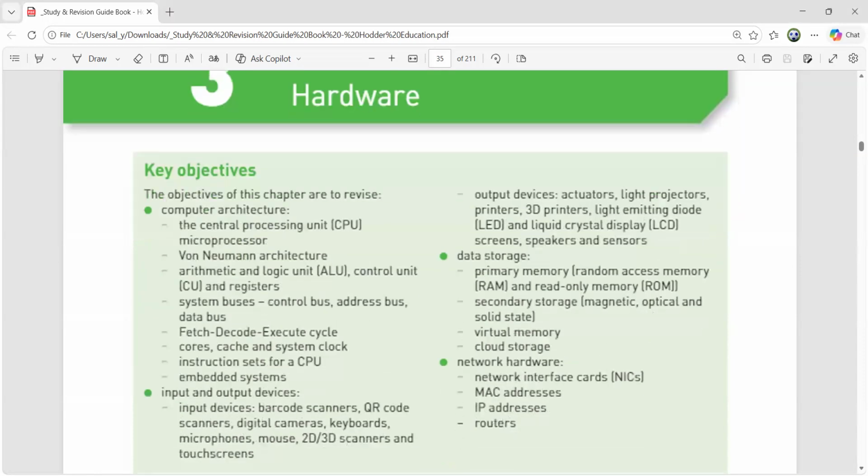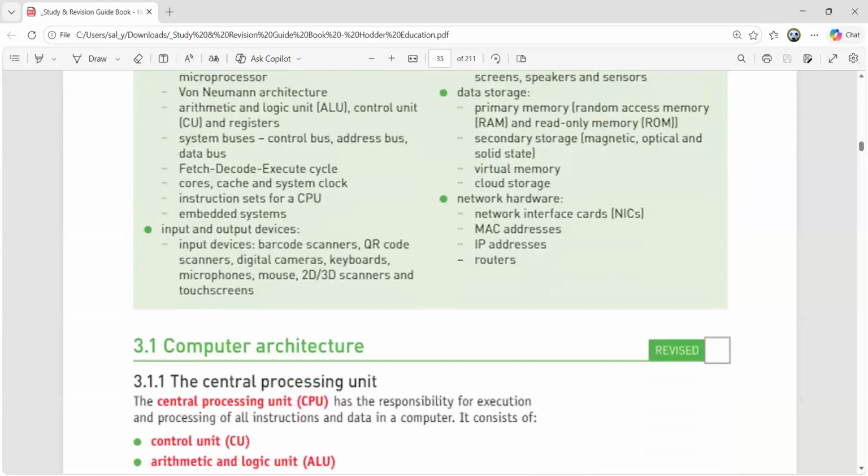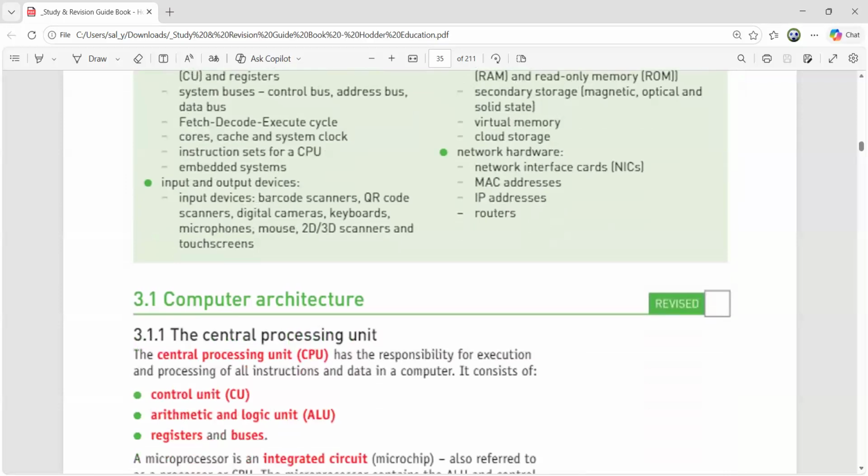What we need to study here is the computer architecture and what is included. Again, a very brief discussion of that will be done today. Then input and output devices, then data storage, and lastly, network hardware. So the same chapter as you have studied, spanned over a number of pages, is going to be started from here. First thing is computer architecture.